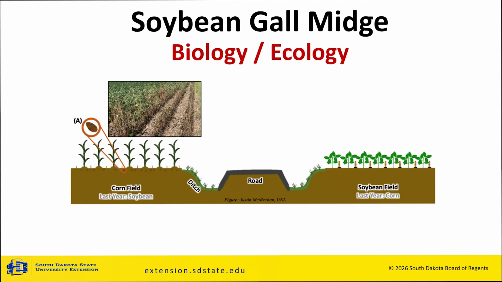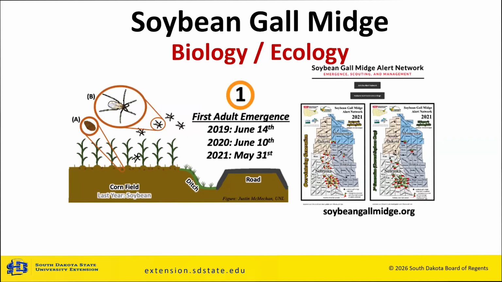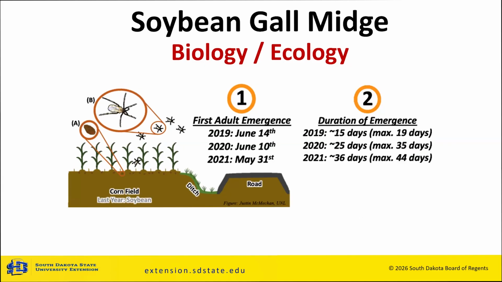They overwinter in a cornfield, and then they will emerge as adults. And here's emergence based on those emergence cages. In 2019, it's June 14th. In 2020, it was June 10th. In 2021, they were a little earlier, May 31st. And you can see that map there.